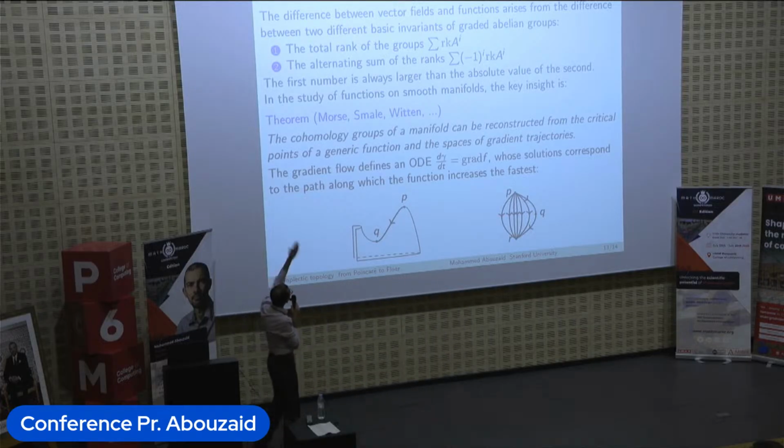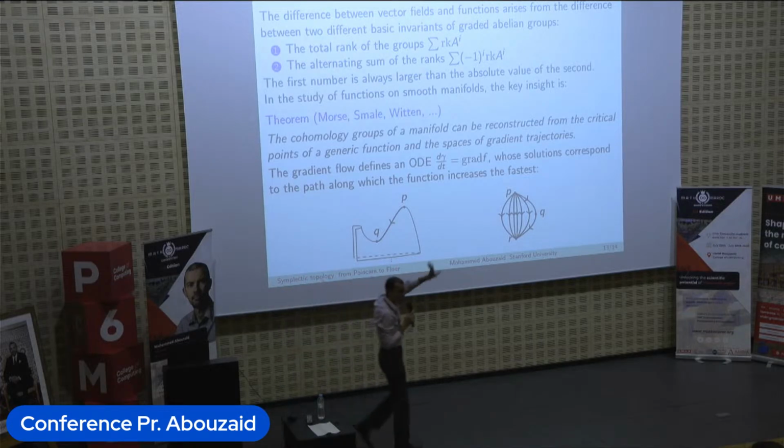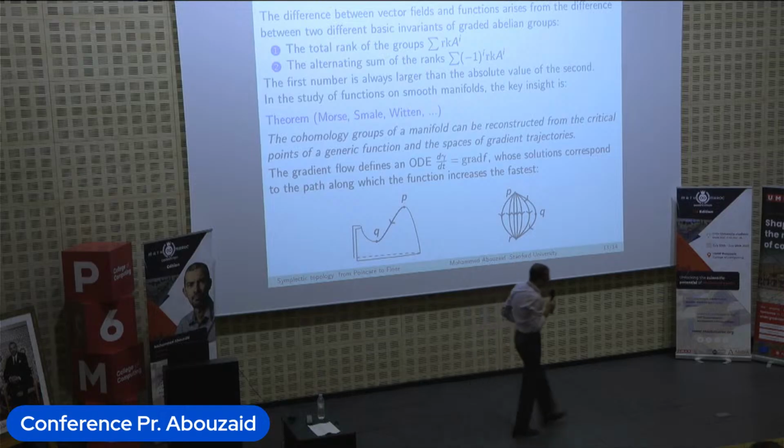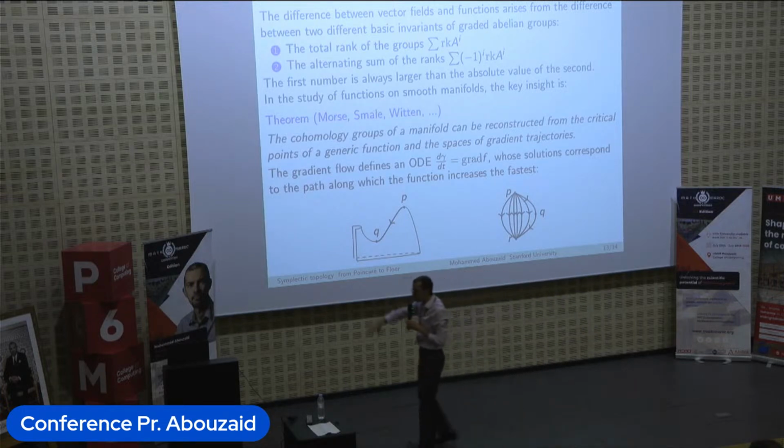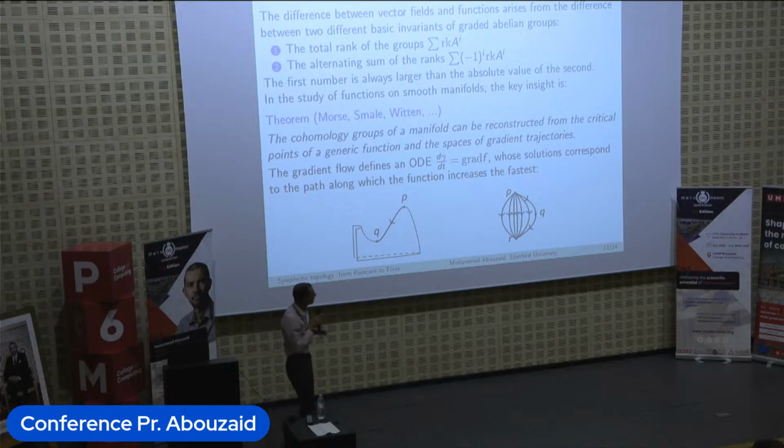Now it's obvious that the first thing is bigger than the second thing, even if you take the absolute value. And now what Morse realized is that you can, in fact, extract these groups, which can be computed using all kinds of different methods, these cohomology groups, by studying critical points of Morse functions. So if you take a generic function, a smooth function, you look at all the points where the derivative is equal to 0, and then you need one more piece of information. You need the space of gradient trajectories.